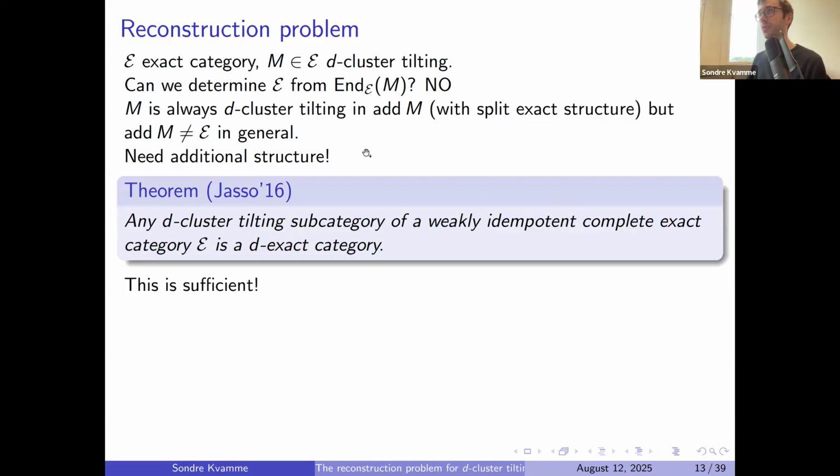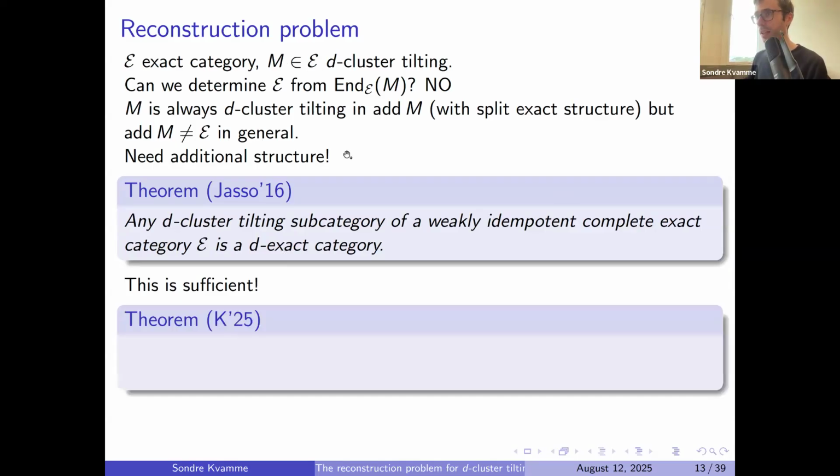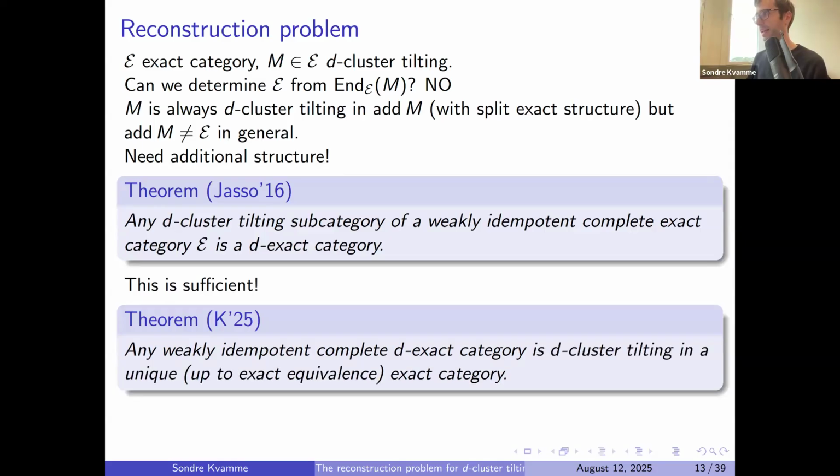And it turns out that this is sufficient to have a positive answer to the reconstruction problem. If we endow the D-cluster tilting object with the structure coming from being a D-exact category, you do get a way of reconstructing E. So more precisely, this is the main theorem of my paper. It says that any weakly idempotent complete D-exact category is D-cluster tilting in a unique exact category. And that uniqueness is up to exact equivalence, i.e. equivalence of the underlying additive categories that preserves and reflects conflations.